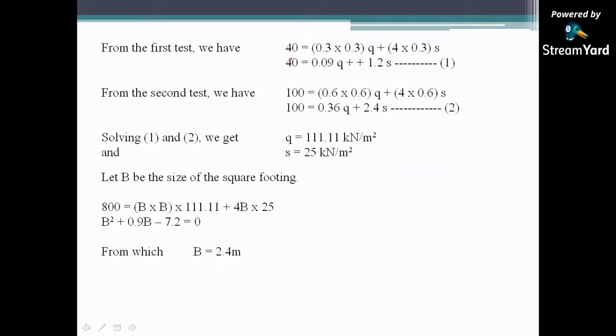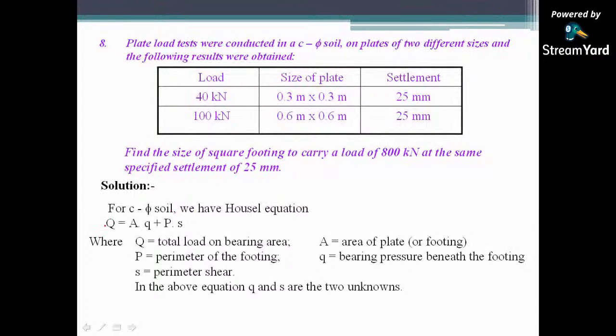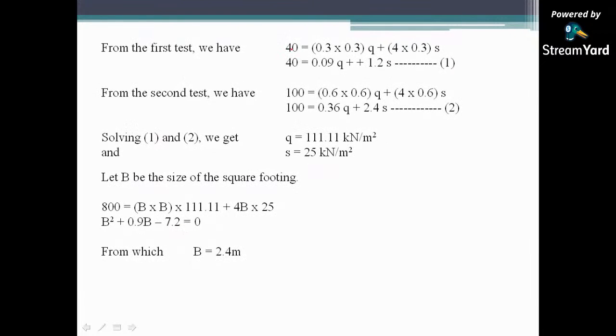From the first test, we have 40. This is our equation we need to take care of: Q equals Aq plus Ps. So 40 is your load, the area is 0.3 into 0.3 into q plus 4, the perimeter, which is 4 into 0.3 into s. So this is your first equation. From the second test, 100 is the load, size is 0.6 into 0.6 into q plus 4, again the perimeter, into 0.6 s. This is your second equation. Solving 1 and 2, you get q and s this much.